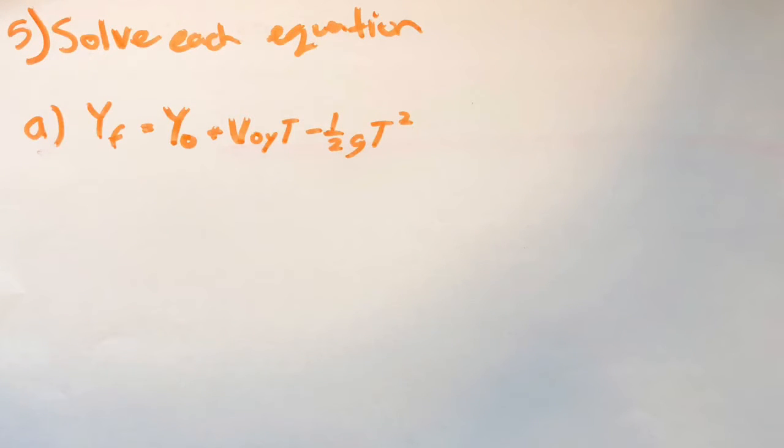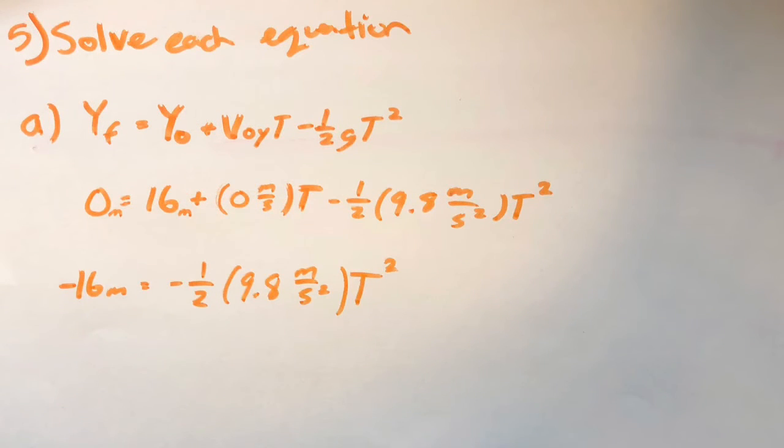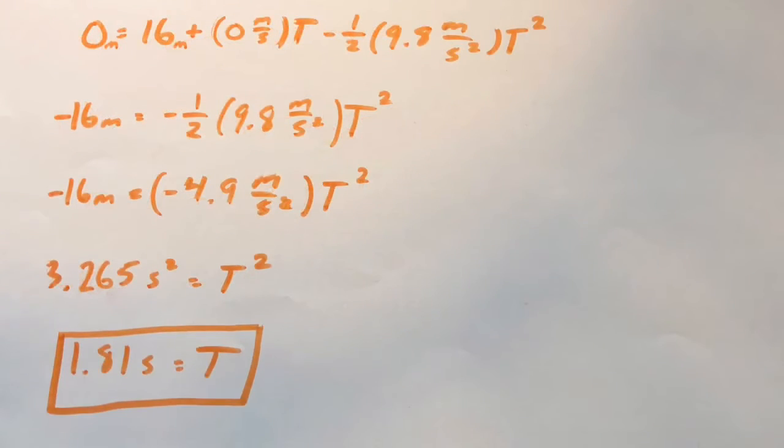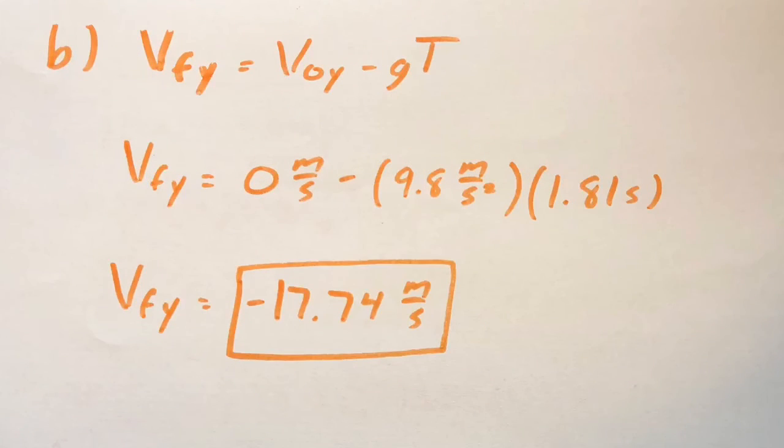For A, our equation is yf equals y0 plus v0yt minus 1/2 gt squared. Plugging in the givens will give us 0 meters equals 16 meters plus 0 meters per second t minus 1/2 9.8 meters per second squared t squared. Now, solving the equation with algebra, we will yield the answer t equals 1.81 seconds. And for part B, we are using the equation vfy equals v0y minus gt. Then we plug in the givens, solve the algebra, and get negative 17.74 meters per second.